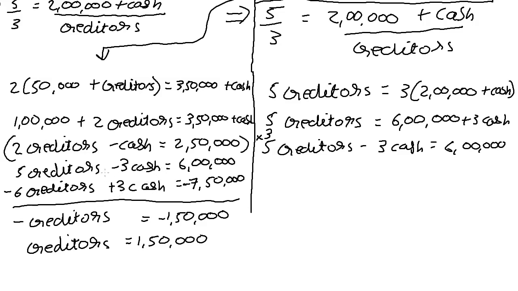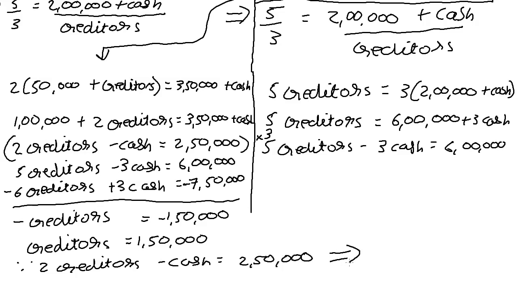So that simple equation can simply be 2 times creditors minus cash. I already have creditors. Okay, so I'm making use of this equation. Okay, so since 2 times creditors minus cash is equal to 2,50,000.